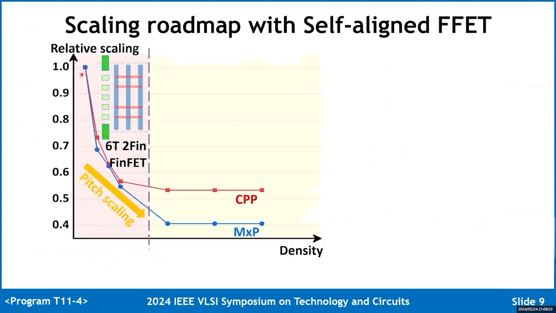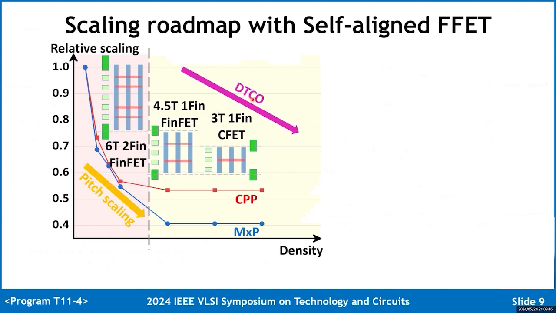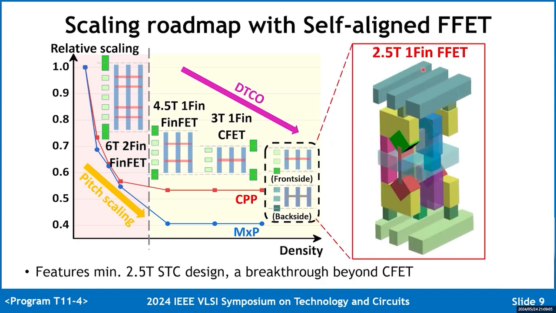As for conventional scaling, the pitch scaling becomes slower and slower. The standard cell scaling ends at 6-track 2-fin FinFET. Hyperscaling with DTCO emerges as a key enabler for future logic technology. By DTCO, we can design 1-fin standard cells, such as 4.1T FinFET or 3T 1-fin CFET. What's next? The flip FET can be the answer. With minimum 2.5 track standard cell design, the flip FET is a breakthrough technology beyond the CFET.